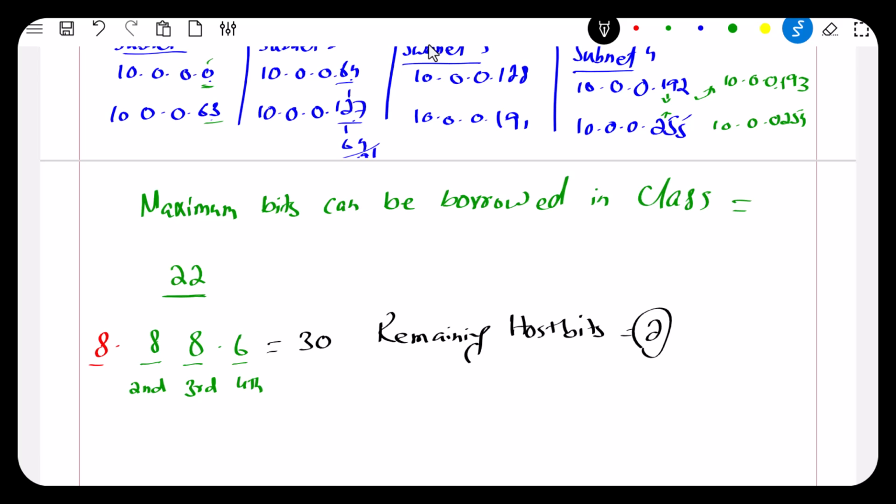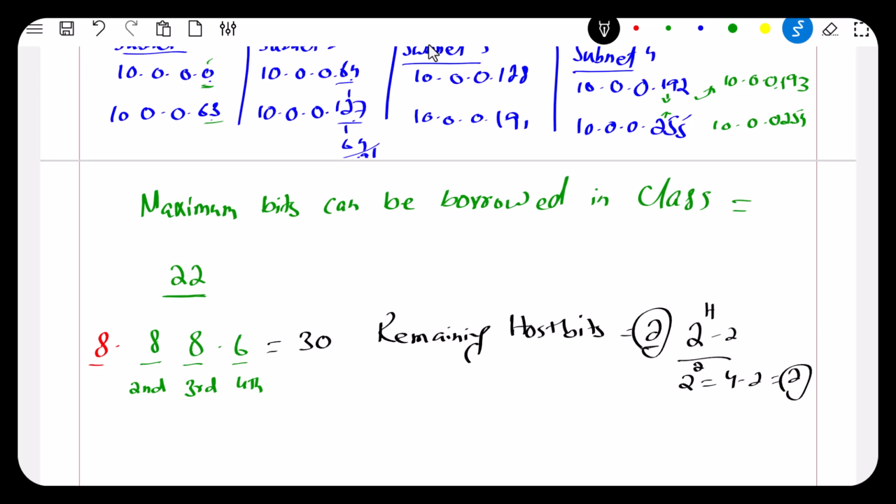And we cannot borrow more than 22 bits, because when we will borrow more than 22 bits, then this number will be decreased. Like it is 2, so 2 power h minus 2. Put this in the formula. 2 power 2 is equal to 4 minus 2 is equal to 2.